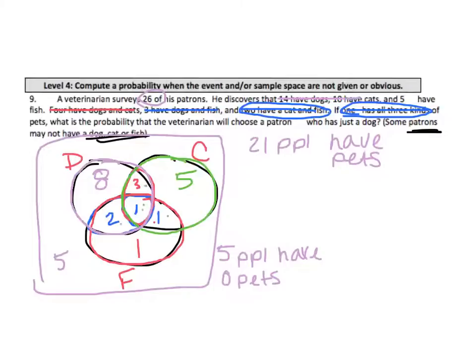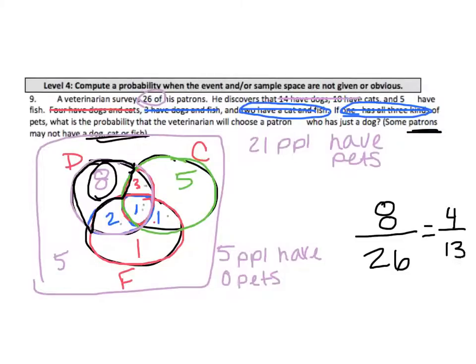It says, what is the probability that a veterinarian will choose a patron who just has a dog, or only has a dog? So again, we're looking at just this section that doesn't overlap in the dog area, and that's going to be 8. And if he surveys a total of 26 patrons, it's going to be out of 26. And when you reduce that, it's going to be 4 out of 13. Okay, so level 4 is you're drawing your own Venn diagrams and filling in the spaces.